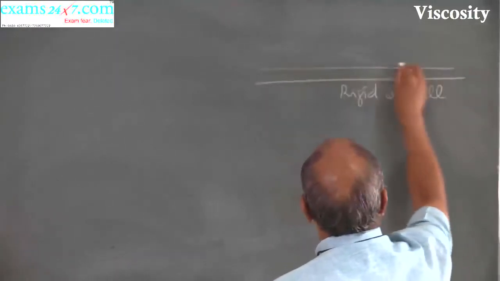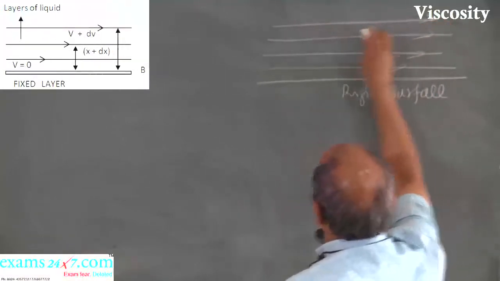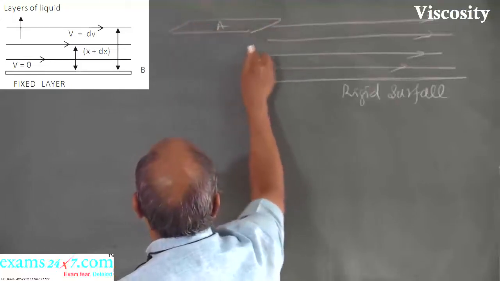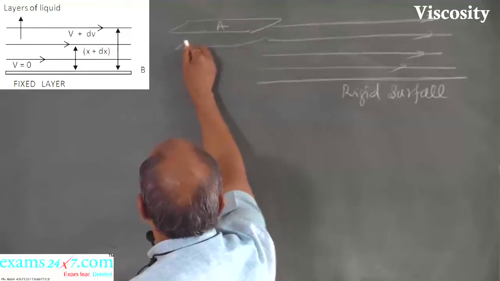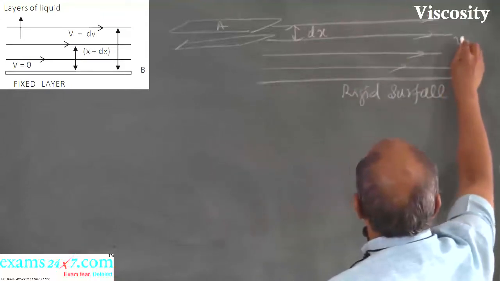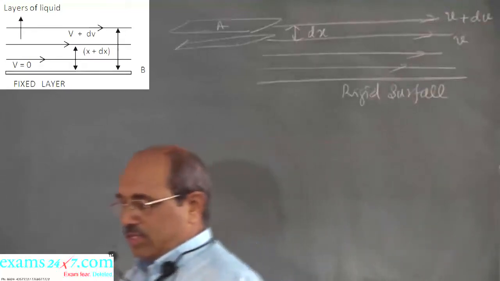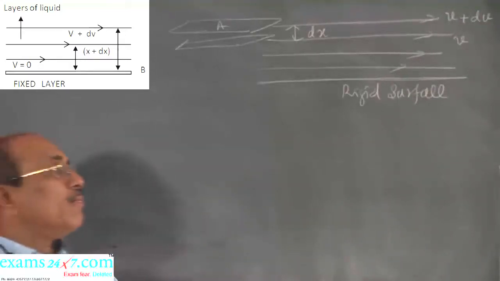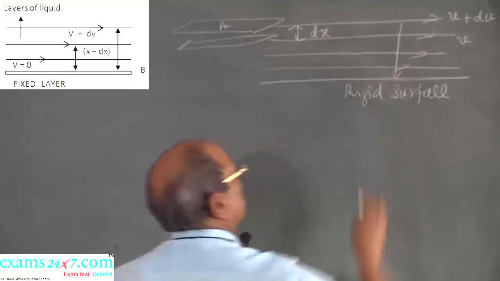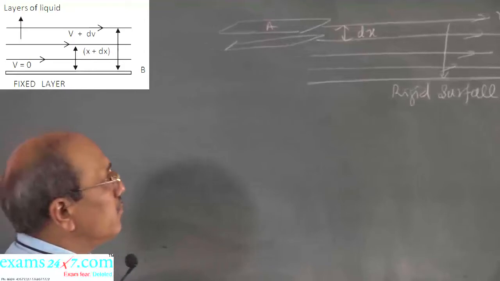When liquid is flowing, imagine different layers, each having an area A, and the separation between layers is dx. If v is the velocity here, the upper layer may be v plus dv. There are different layers even under horizontal streamline flow. As you come deeper and deeper into the liquid, normal to the flow direction, the velocity of layers goes on decreasing.